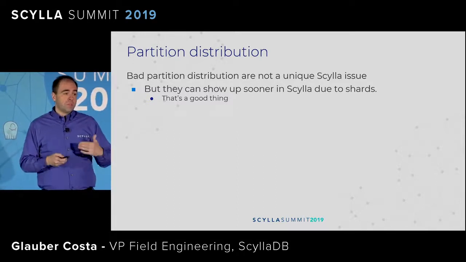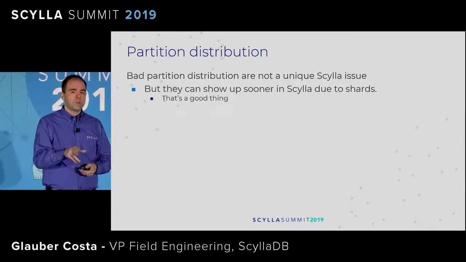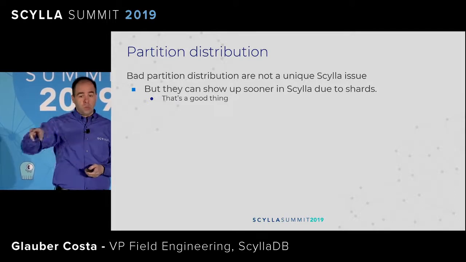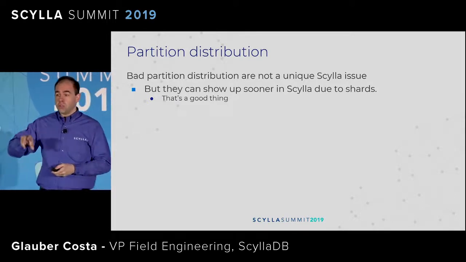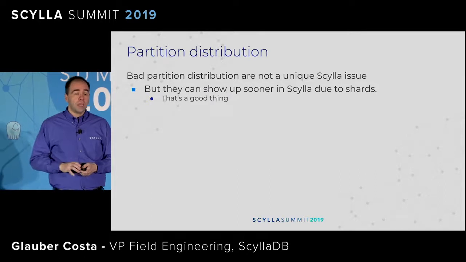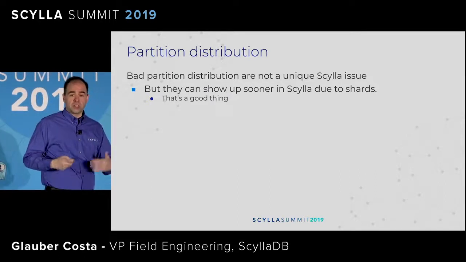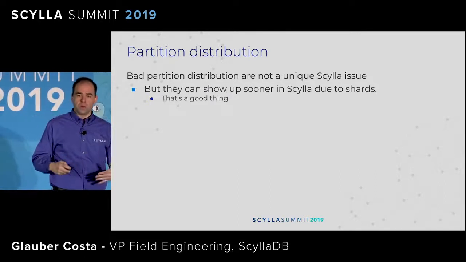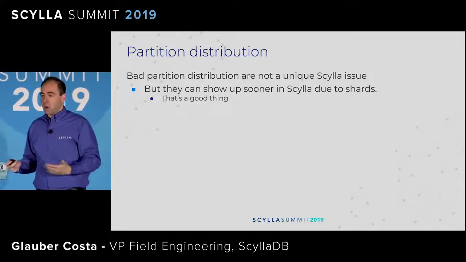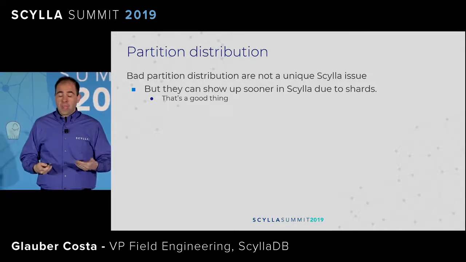Again, the problem doesn't start because you're using Scylla, but you're going to see it right away because we're sharding at the CPU level. So you're going to start to see a CPU that is essentially bottlenecking. Now, if you ask me, this is actually a good thing. It's showing you the problems with your data model sooner. You want to find those problems as soon as possible. But pay attention to that as well.